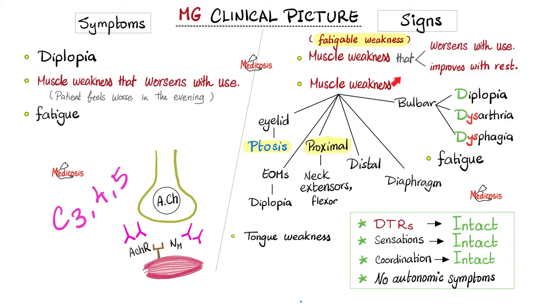Bulbar symptoms are symptoms in the face and the neck because of problems in the cranial nerves that emerge from the brainstem, include diplopia, dysarthria, dysphagia, and more.